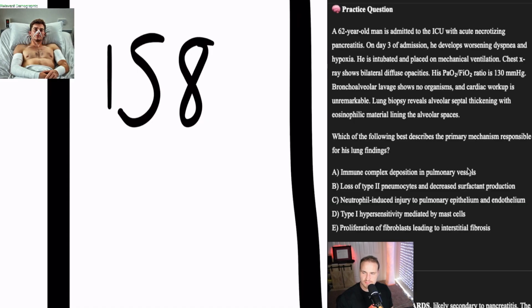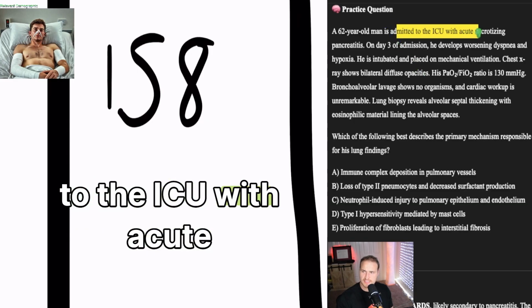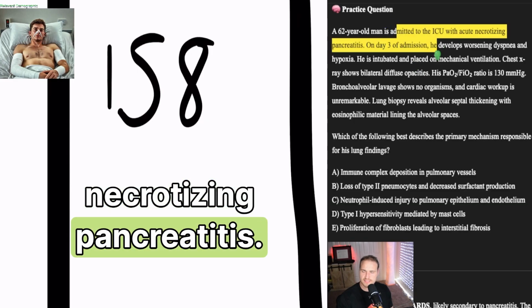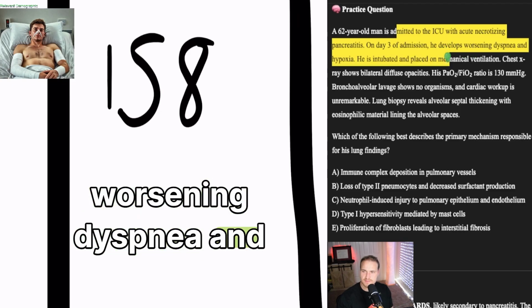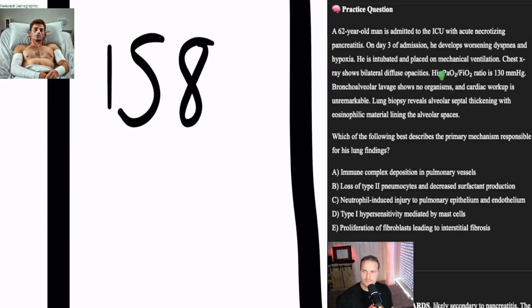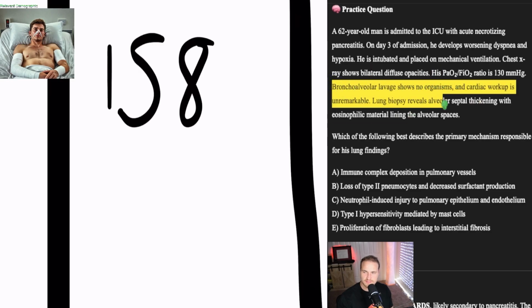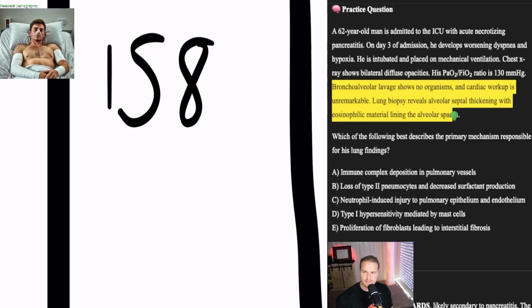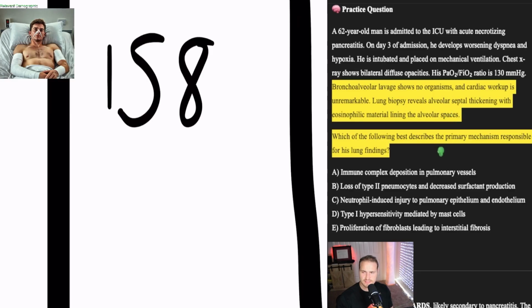Cool? Okay, in this question, we have a 62-year-old man admitted to the ICU with acute necrotizing pancreatitis. Day 3, he develops worsening dyspnea and hypoxia. He's intubated. Chest x-ray shows bilateral diffuse opacities. PaO2 to FiO2 ratio is 130 millimeters of mercury. Bronchoalveolar lavage shows no organisms. Lung biopsy shows alveolar septal thickening and eosinophilic material lining the alveolar spaces. What describes the primary mechanism responsible for his lung findings?